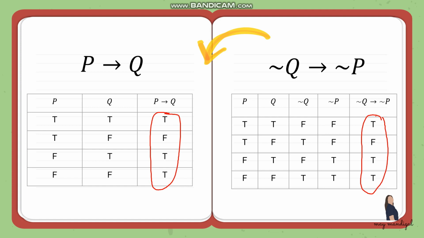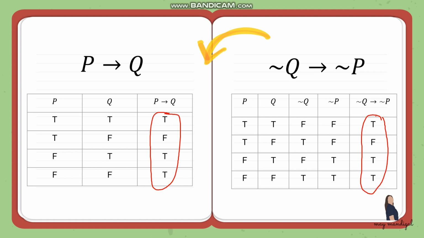Now you notice we have here two identical truth values for all the possible combinations for our P and Q. So therefore we can say that if P then Q is equivalent with if not Q then not P, because again they just have identical truth values from the truth table.